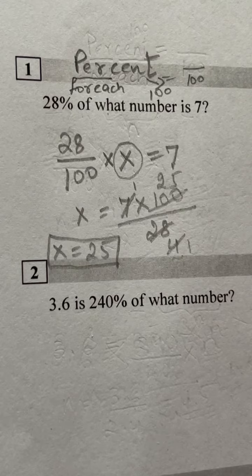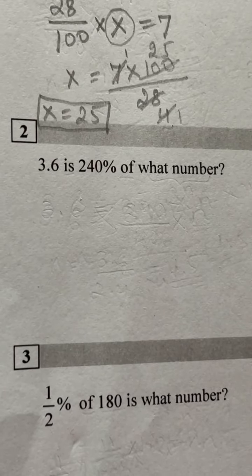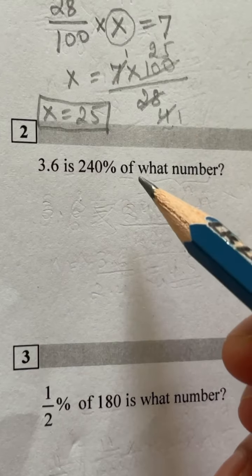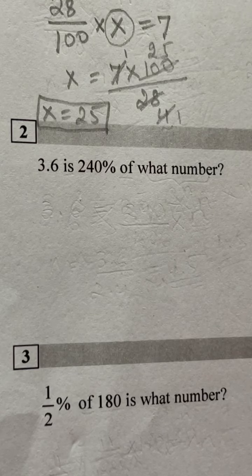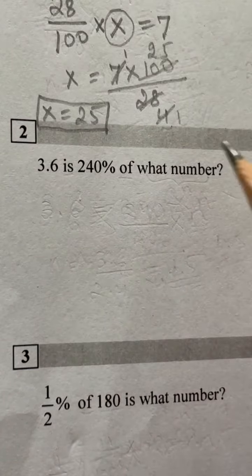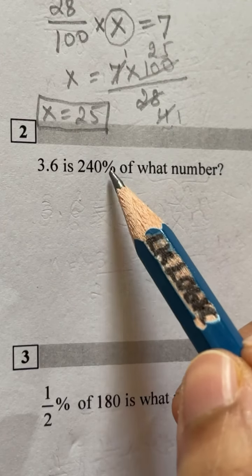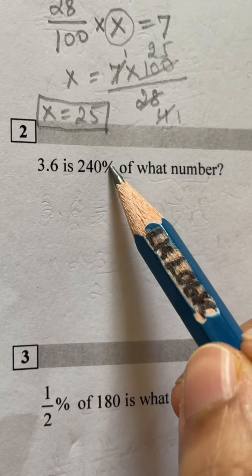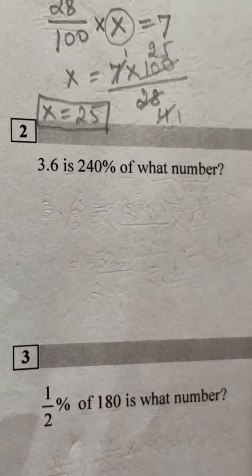Alright, so now let's move on to question number 2. Let's see what it has. 3.6 is 240% of what number? So now again we are going to form an equation in this. 3.6 is 240%. Again, I already told you what percentage means. Percent is for each 100. Out of 100, how many parts are there? So we are just going to write the equation for this expression.